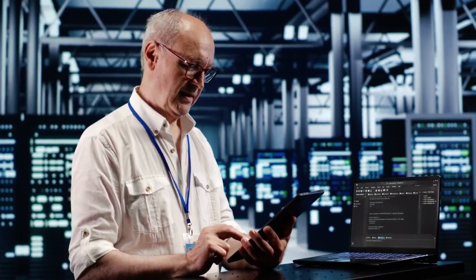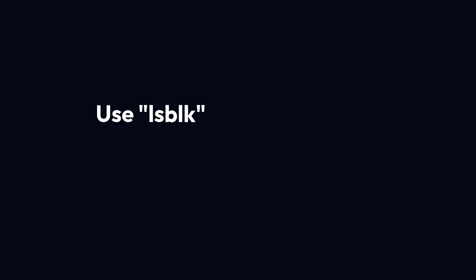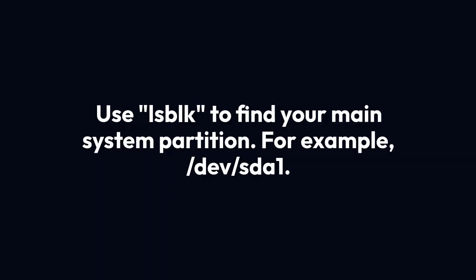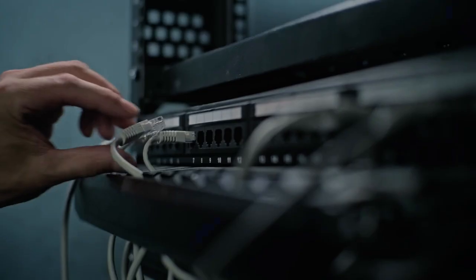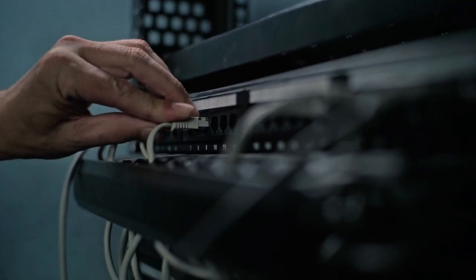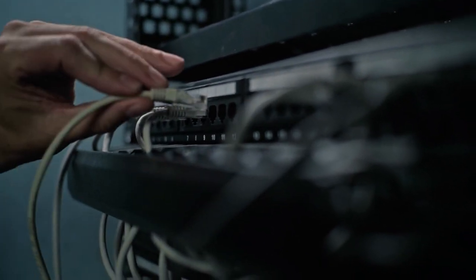So, let's walk through the steps to fix this. First, make sure you've identified and mounted your root partition correctly. Use lsblk to find your main system partition, for example, /dev/sda1. Then, mount it to a temporary location like /mnt with sudo mount /dev/sda1 /mnt. This is your first crucial step.